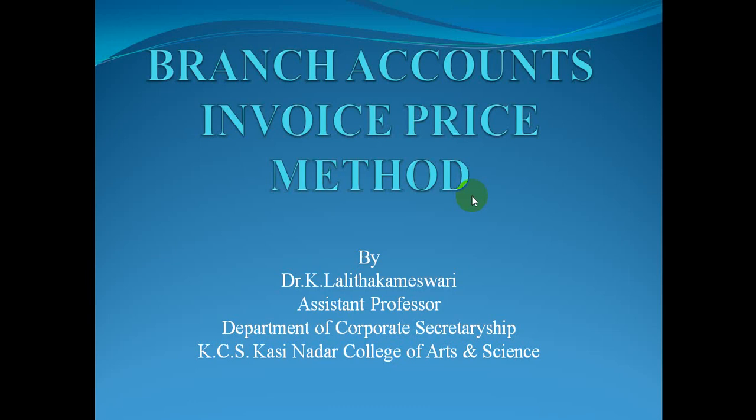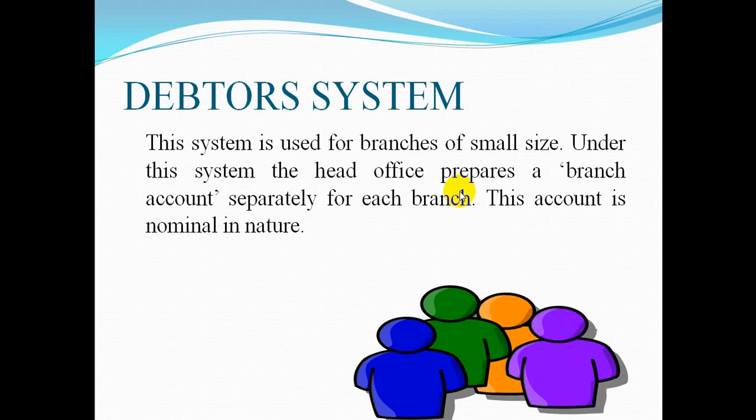We are going to see branch accounts with invoice price method. The next is debtor system. In this system, the branches are small size industries, so they depend on head office. The accounts are prepared and maintained by head office. This account is nominal in nature.